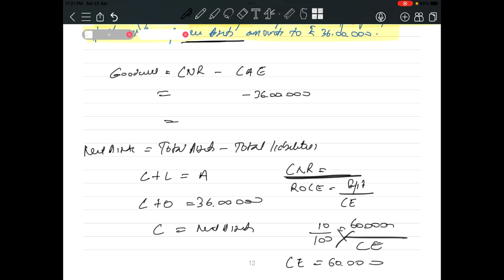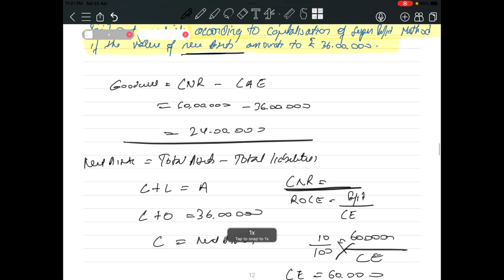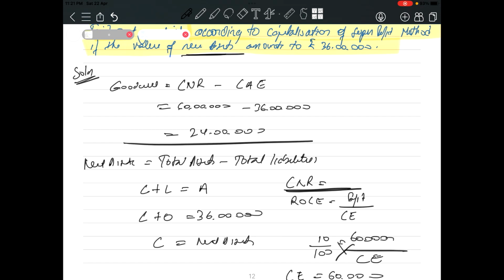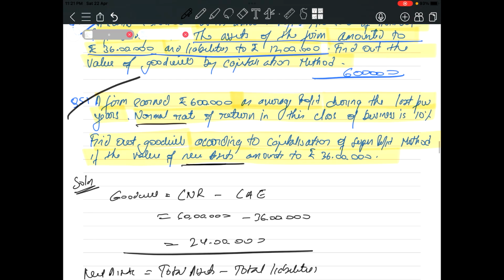Now it's very easy for me to find out the value of goodwill. So what is the value of goodwill? 60 minus 36 will be 24 lakhs. So this is simple and easy, not so complicated. If you want you can copy this. Done. Now we have done with question 51.